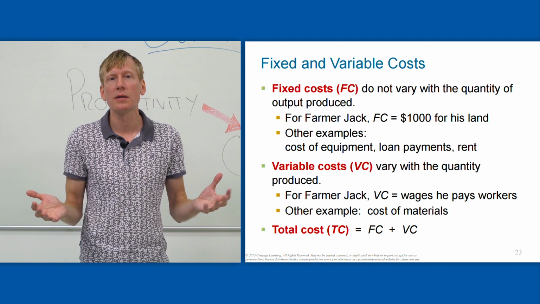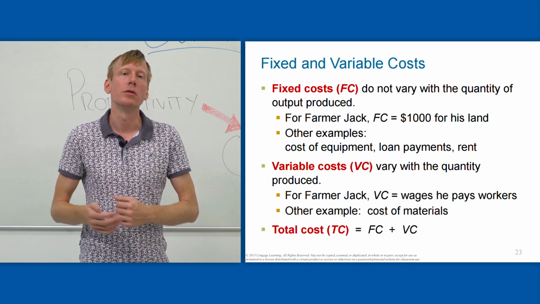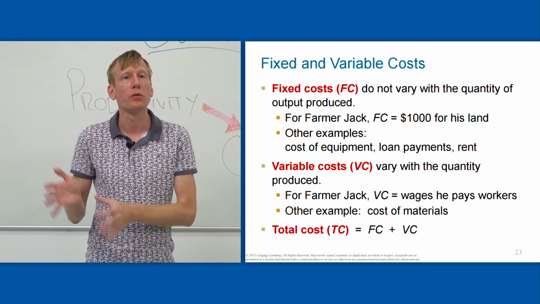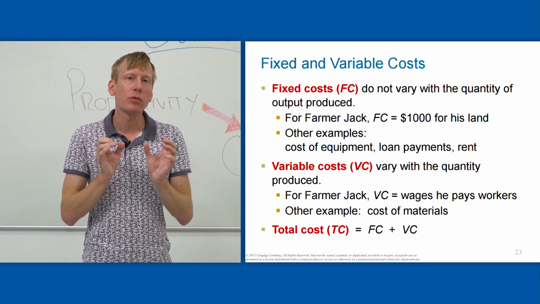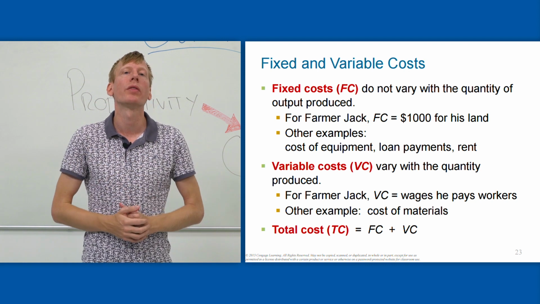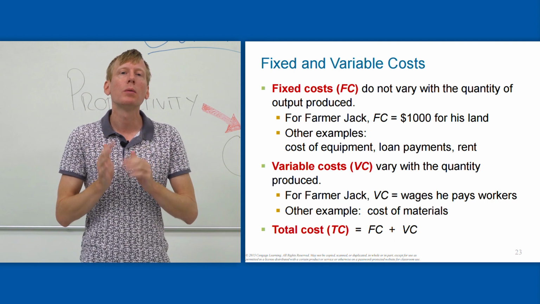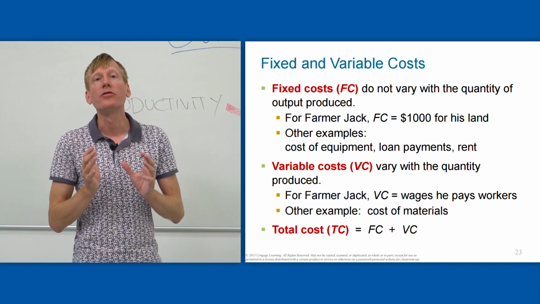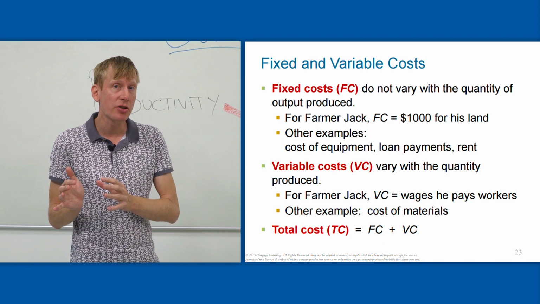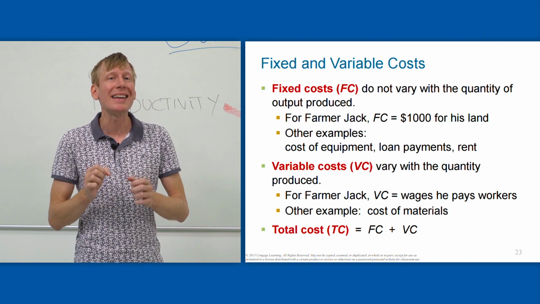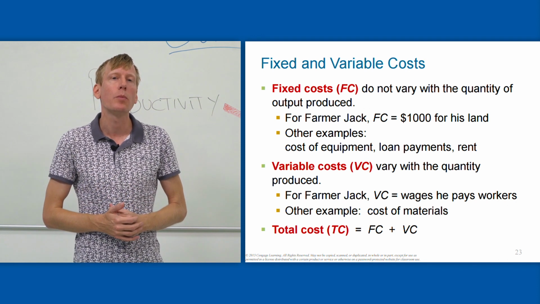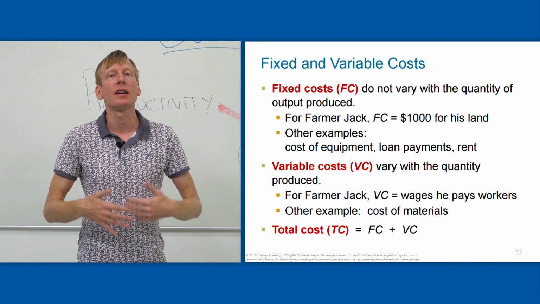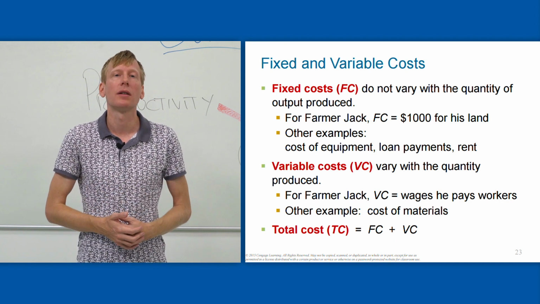If he decides to hire no workers, therefore produce no wheat and have no revenues, his fixed cost is still 1,000. He can't change it. If he decides to hire 5 workers, therefore produce 3,000 tons of wheat, his cost for land of 1,000 does not increase. It remains exactly 1,000. And this is the case for all costs that we would classify as fixed. In Farmer Jack's case, labor costs are variable. They're variable because he can change them, and they're variable because they do change as he makes decisions in order to produce more output. If he wants to produce 3,000 units of output rather than 1,000 units of output, he needs to hire more workers, increasing his variable costs of production.